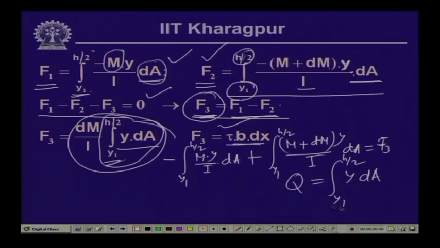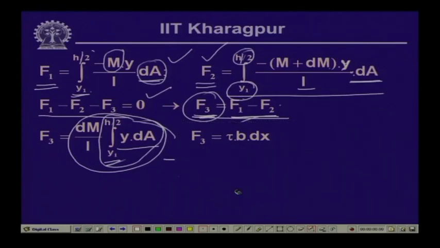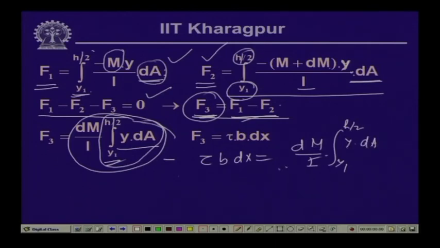Hence, if we equate these two, we get a relationship between the shearing stress and the moment. Tau B dx is F3, which equals dM by I times the integral of y dA from y1 to h by 2, which we are designating as Q. So, tau basically equals dM by dx times Q by I B.